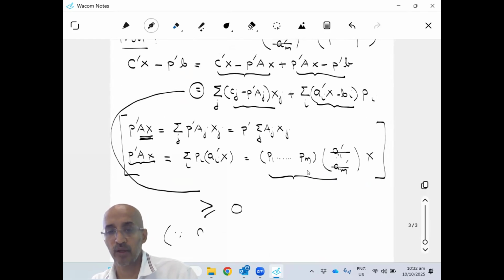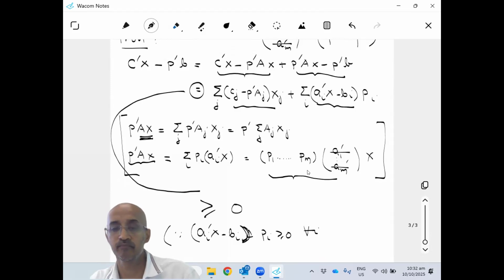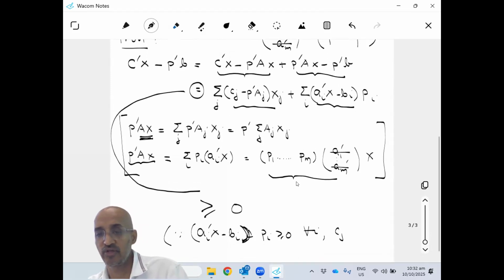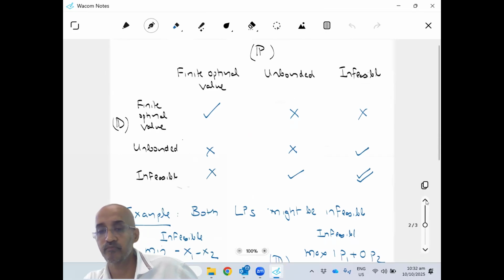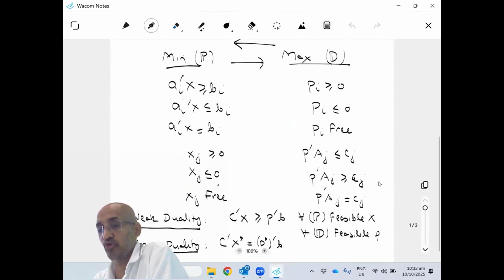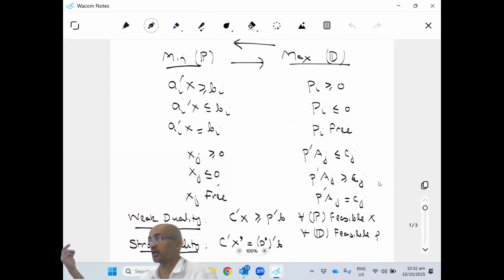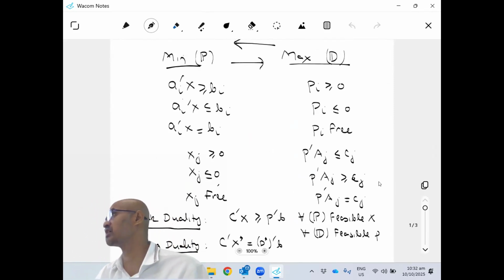0. Ai transpose x minus bi times pi will always be greater than or equal to 0 for all i, and cj minus p transpose Aj times xj is always greater than or equal to 0 for all j. How do I get this? I get this from the table. If cj minus p transpose Aj is non-negative, xj is non-negative. If it's less than or equal to 0, xj is less than or equal to 0. So the product will be non-negative. And if it is equality, it becomes 0 anyway.